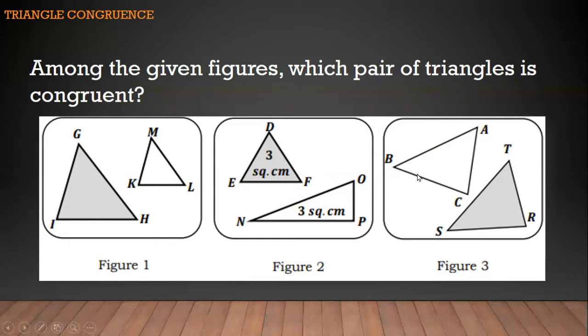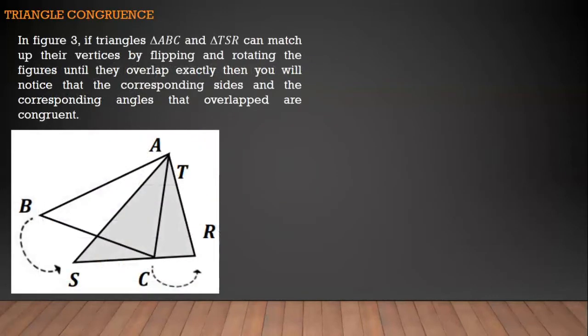3. Maaaring si triangle ABC ay kasing sukat ni triangle TSR. Maaari din naman na parehas sila ng hugis. So, tingnan natin kung pwede bang maging congruent triangle ABC kay triangle TSR. So, sa mga triangles, they have the same vertices. Kaya, masasabi natin na meron silang 1-to-1 correspondence.